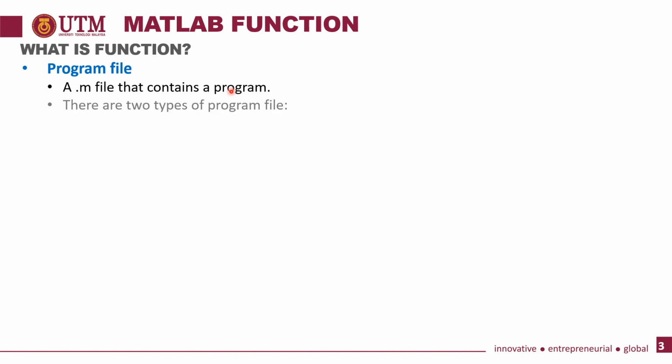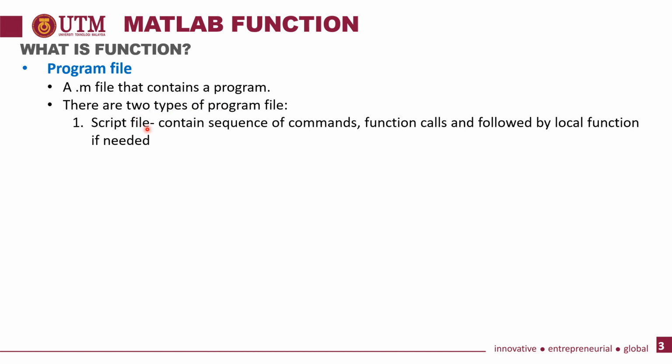Right? So in programs, there are two types of program files. The first is the script file. The things that we did last week are script files. A script file contains a sequence of commands, function calls, followed by local functions if needed. So in a script file, you can initialize your variables, you can call your functions if you have any, and you can also have some local functions inside your script file.